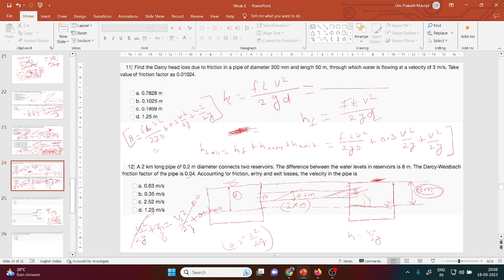If we take the head difference as the first reservoir and the second reservoir, then the water is flowing from the first reservoir to the second reservoir. But if the pipe is actually placed 1 meter above the second reservoir level, then the velocity calculation will be different. The velocity at the pipe will be different, isn't it, with reference to the first reservoir?